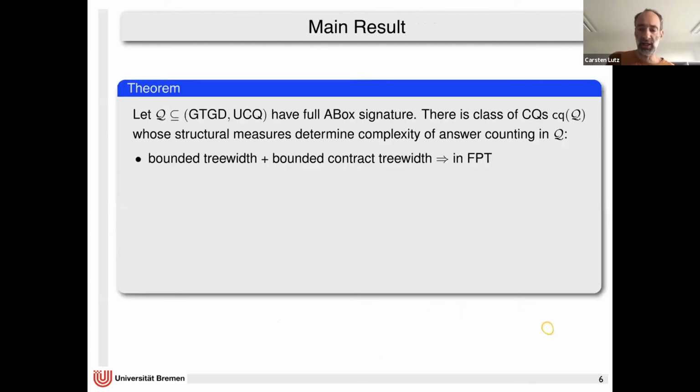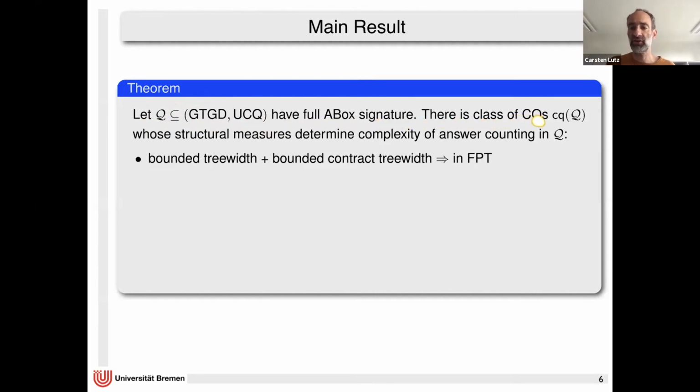Okay, now I am in the position to show you our main result. So it goes as follows. Take any class of ontology-mediated queries where the ontology is a set of guarded TGDs, the actual queries are UCQs, and they're all based on the full AWOC signature. We don't have results when the AWOC signature is not full.